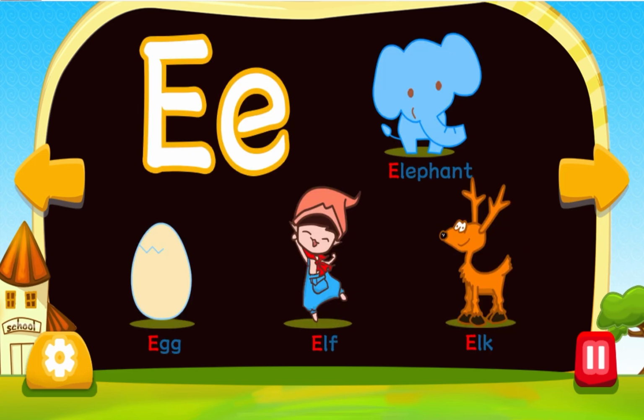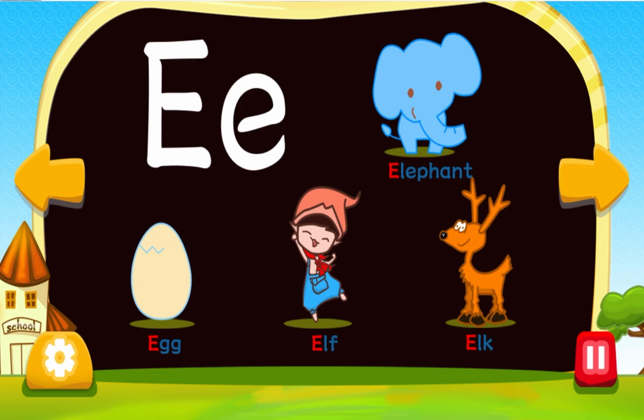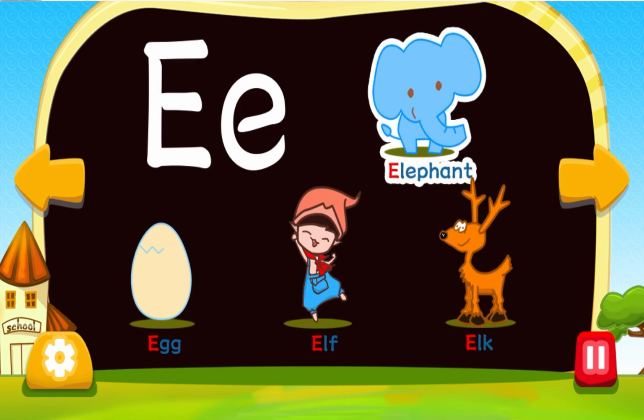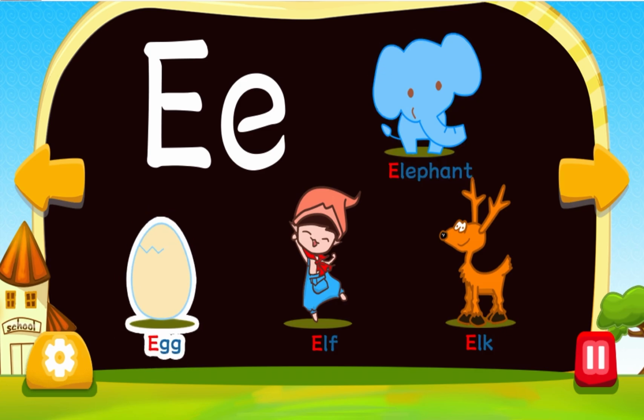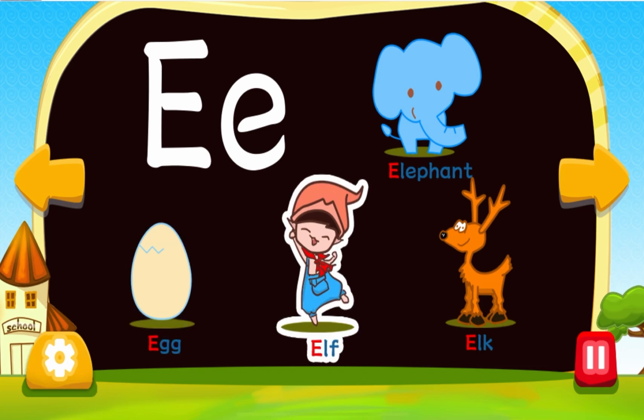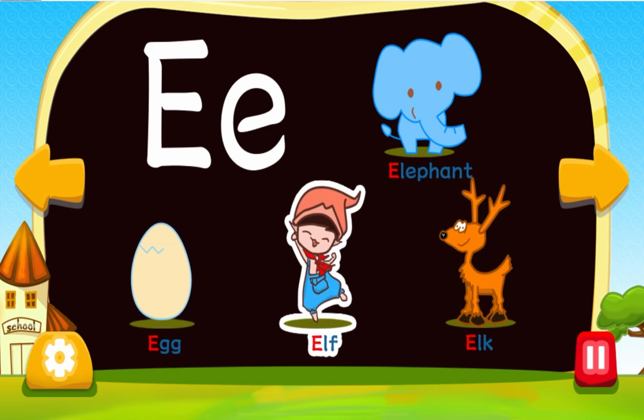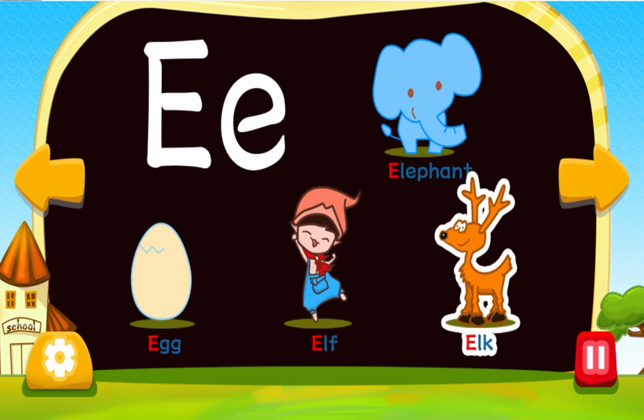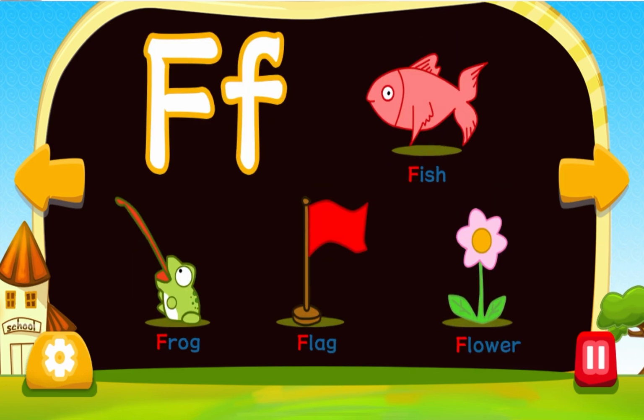This is the letter E. Sound of the letter E. Eh. Point and say. Eh, eh, elephant. Eh, eh, egg. Eh, eh, elf. Eh, eh, elk.